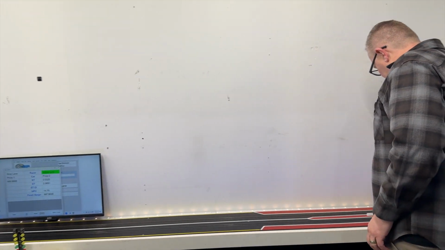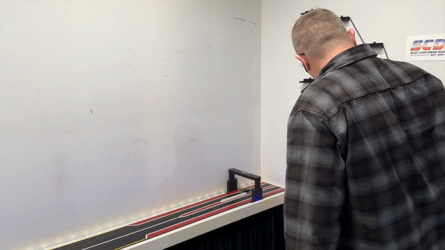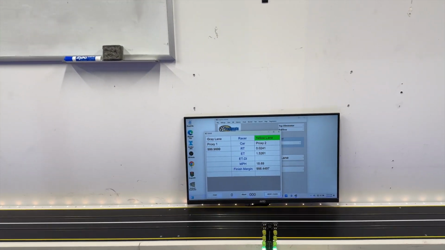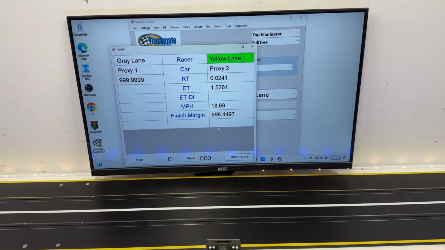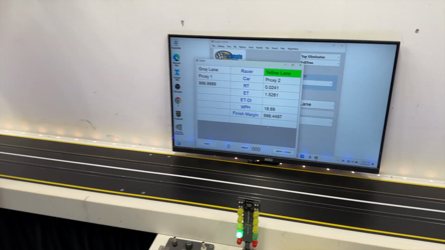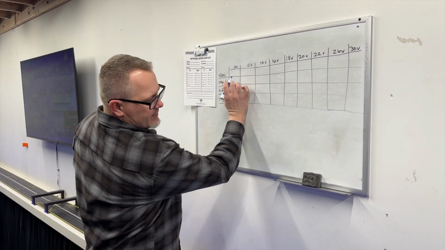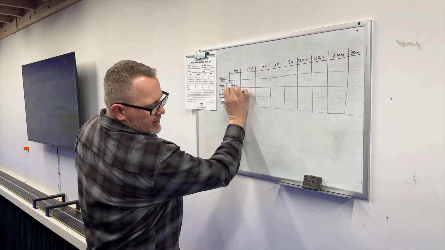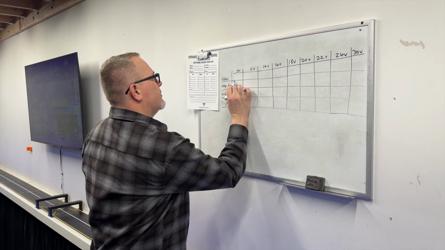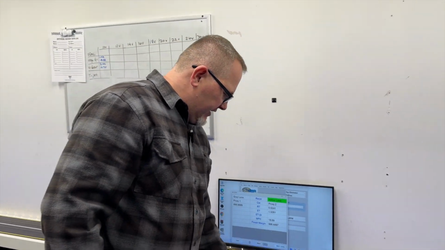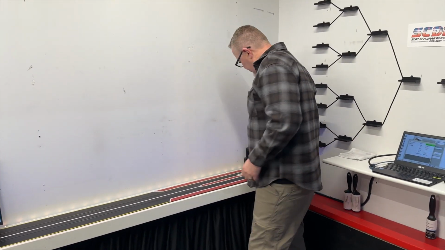Next up, stock Mega G Plus. Nothing special. There is potential at different voltages that some of these run, they might run better than the next car, whereas when you get into the higher voltages, that could flip-flop. So kind of curious to see what happens here. So that one we had 18.69 and we had 1.52.